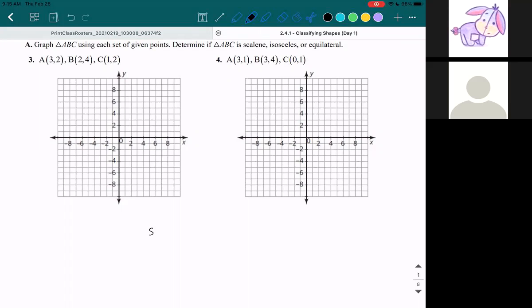So scalene triangles have different side lengths for all three sides. Okay, so that's scalene.